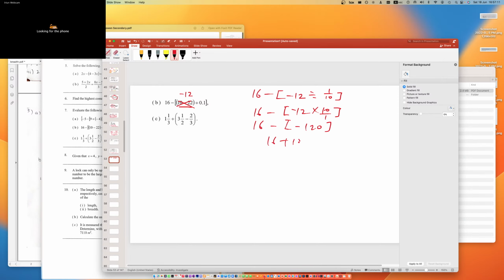So it's 16 plus 120. This is the way to show the full working. Do you get 136? No. Okay, good. You need to show this. If you don't show this step, that means you used a calculator. Okay.